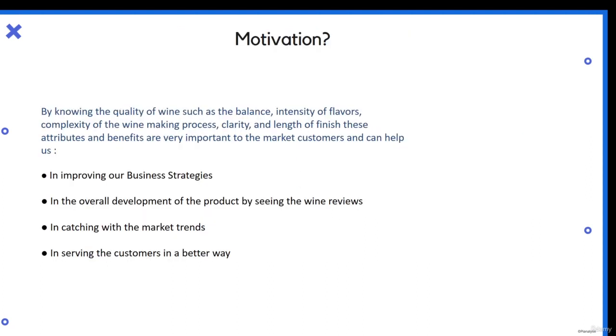So now, what is the motivation behind this? Like, why are we doing this project? So basically, this is more of a practice project to brush up your machine learning skills.